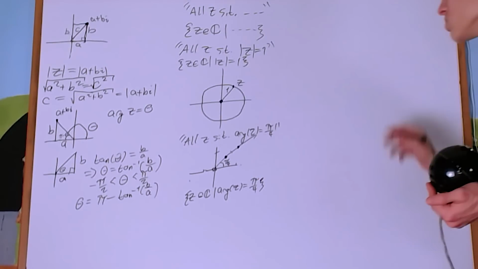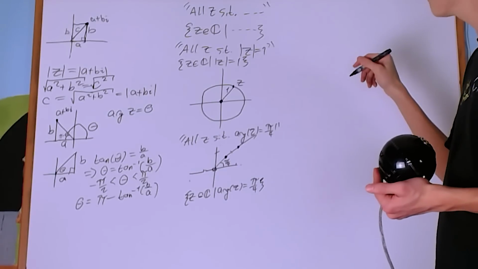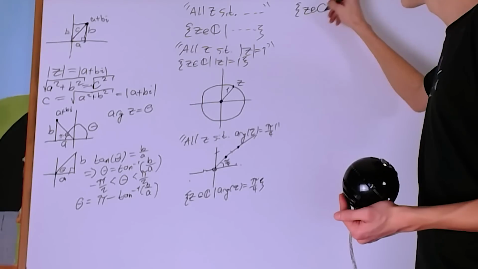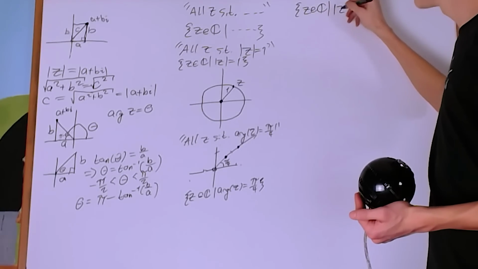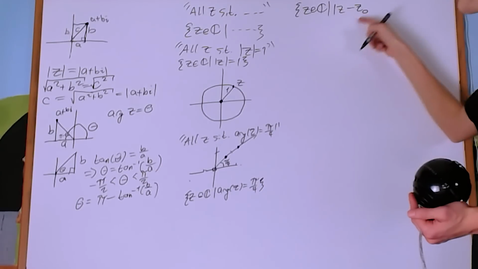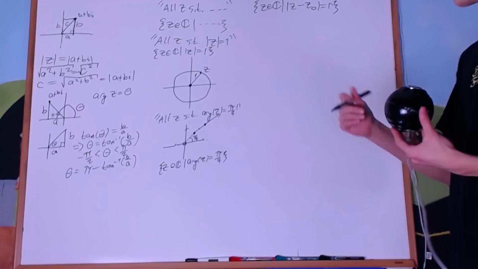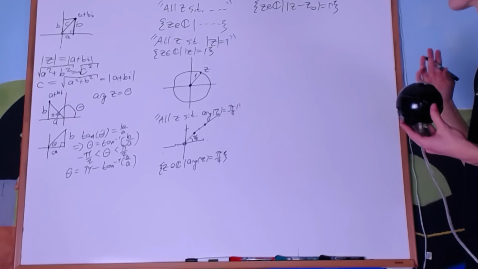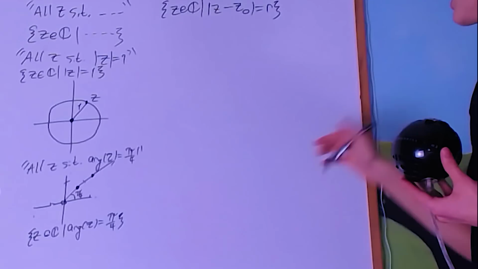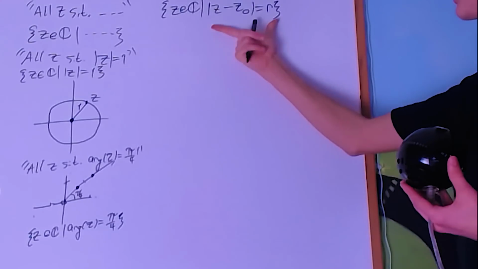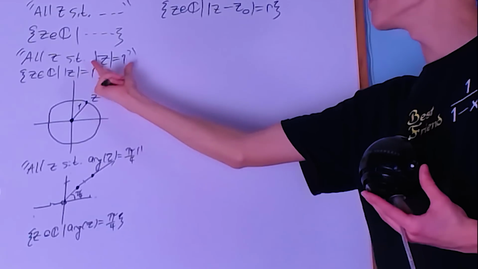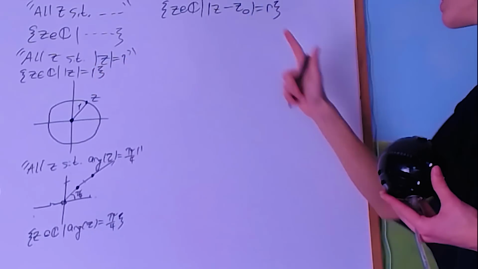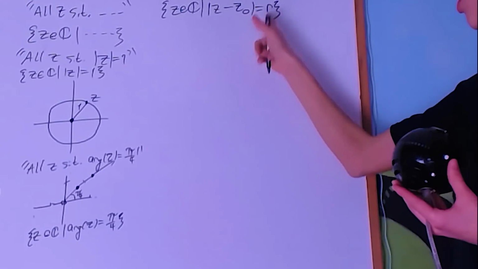Okay, let's do some more advanced examples of complex loci. Let's do the locus of z, an element of C, such that the magnitude of z minus some constant z naught is equal to r. So z naught is just some random complex number, and r is just some random positive real number. This is very similar to the locus where the magnitude of z is equal to 1, except it's more general. We replaced z with z minus z naught, and we replaced 1 with r.